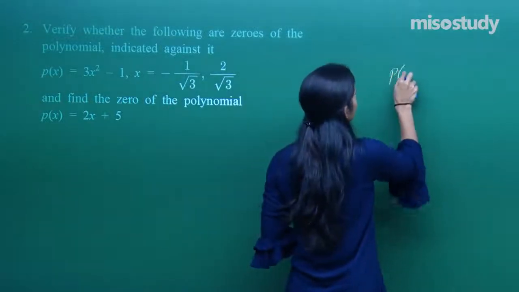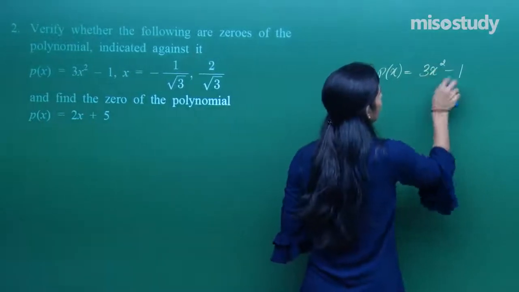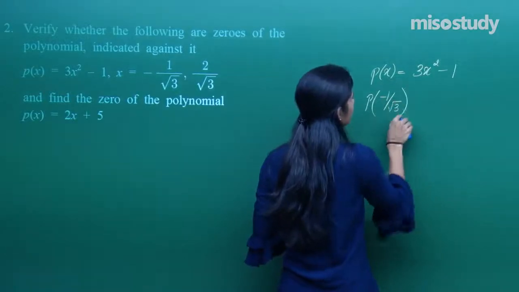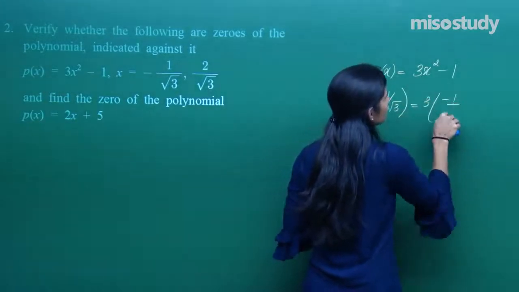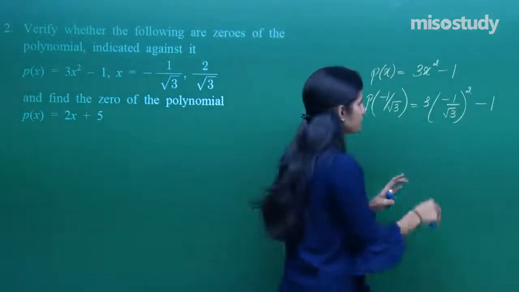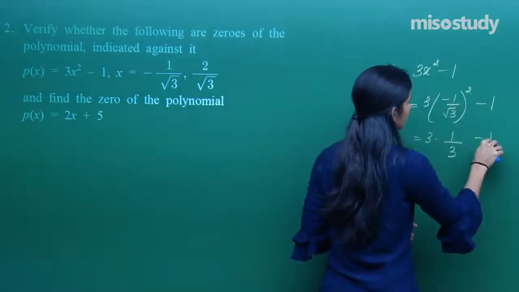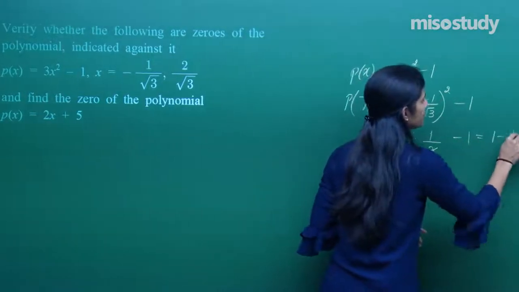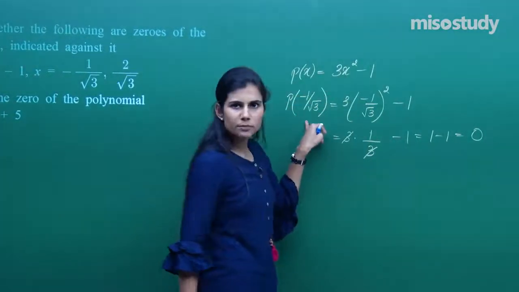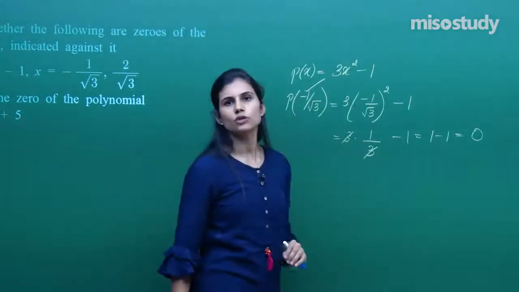So p(x) given to me is 3x square minus 1. In place of x, if I put minus 1 by root 3, let's see what I am getting. Minus 1 by root 3 whole square, this is minus 1. Just in place of x, I have put minus 1 by root 3. This is 3 into minus 1 square is 1, root 3 square is 3. 3 cancels out, you're left with 1 minus 1, which is 0. That means p of x when x is equal to minus 1 by root 3 is coming out to be 0. That means minus 1 by root 3 is definitely a 0 of p(x).